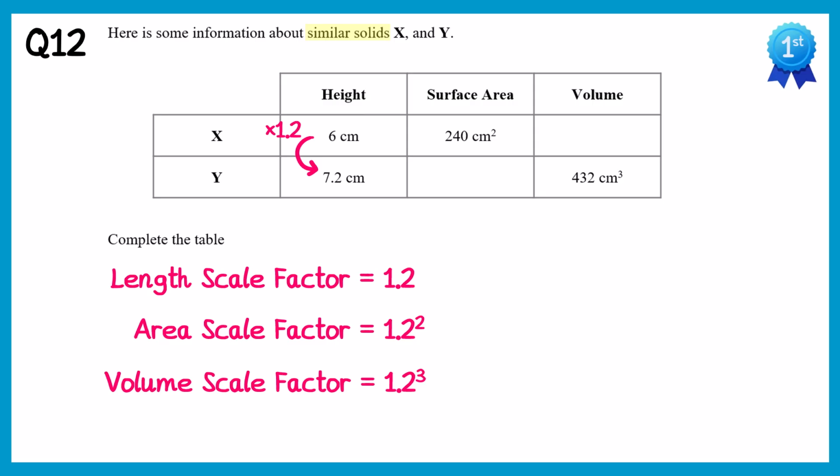So to get the missing surface area for y, we can just multiply the surface area of x by the scale factor, which is 1.2 squared. So 240 times 1.2 squared, which is 345.6. For the volume scale factor though, we're going in the other direction. So rather than multiplying, we're going to divide. The volume scale factor is 1.2 cubed, so we do 432 divided by 1.2 cubed, which is 250.